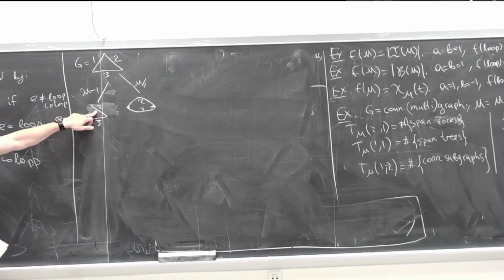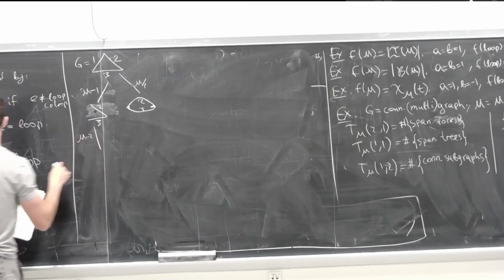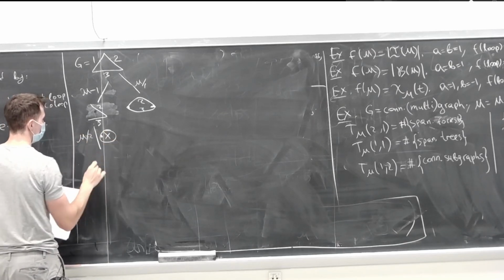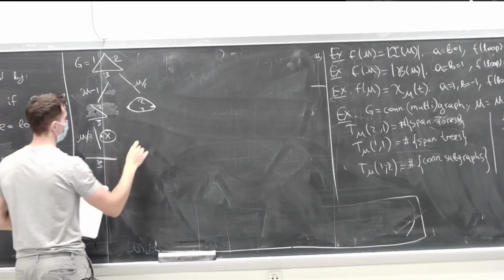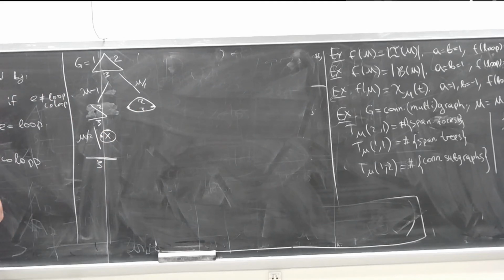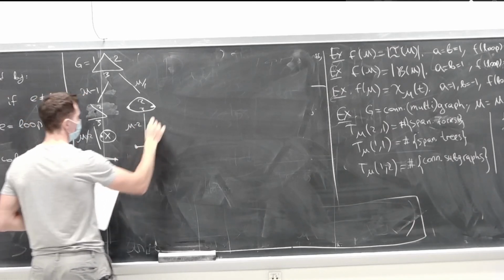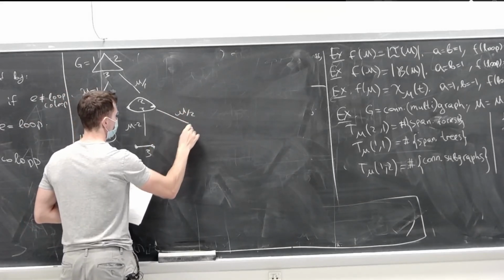So here, 2: is it a loop or a co-loop, or neither? It's a co-loop, so I should look here. If it's a co-loop, I contract 2 and multiply by x. I get 3. And here, 2: is it a loop or a co-loop or neither? Neither. Okay, so I should apply this definition here. If I remove 2, I get just a single edge. If I contract 2, then I get a single loop.